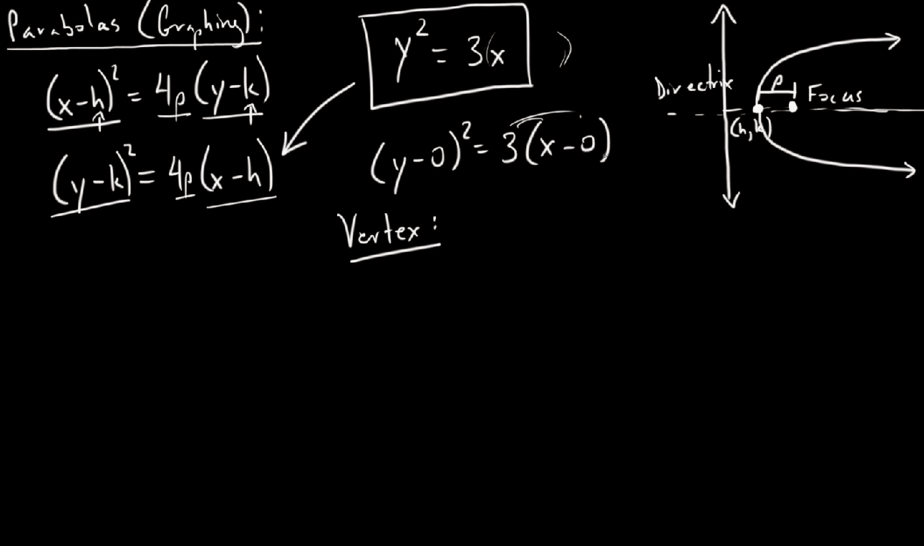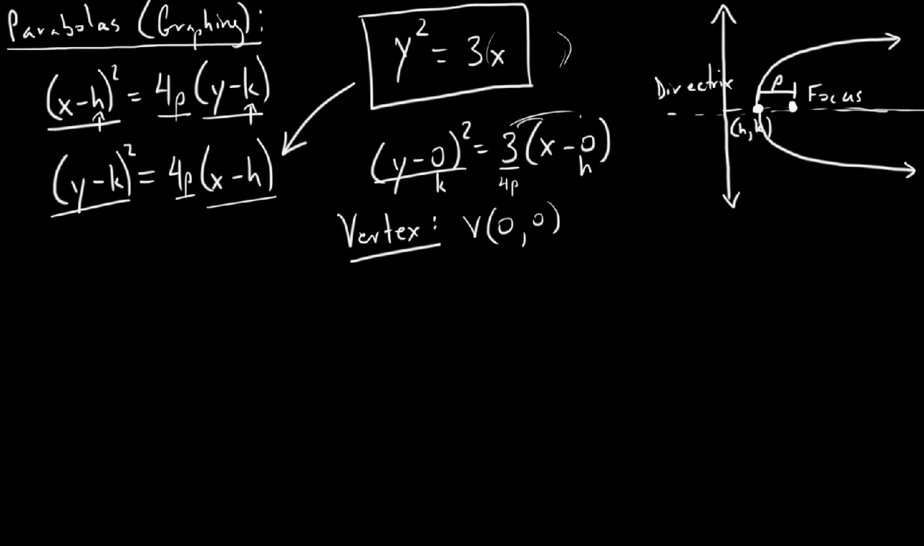Remember, this is the weird thing about it. We like to have the squared quantity on the left, but h is always hanging out with x, and k is always with y, and this quantity here is like our 4p. So the vertex V is at this point 0 comma 0. That's nice, and just because we recognize that the y quantity is being squared, we know that this opens sideways.